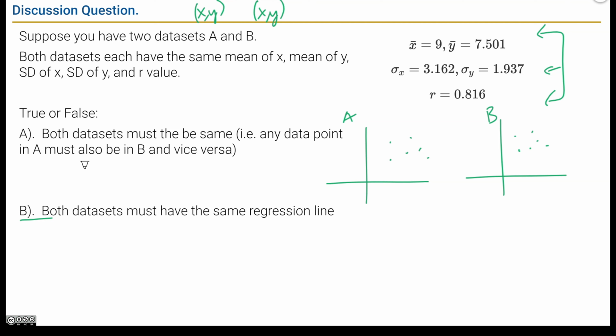So the answer to A is false. We're about to see some examples in the notebook, but I can give you some toy data sets that have all of these same statistics, but actually look different. But for B, the answer is true, because the regression line, remember, just depends on your slope and your intercept, and your slope and intercept are completely determined by these statistics. So they will both have the same regression line, even though the data sets will look different. Let's go to the notebook and see how this can happen.